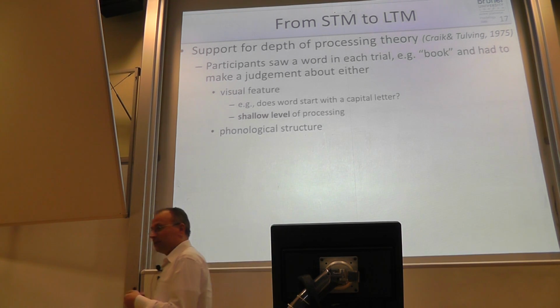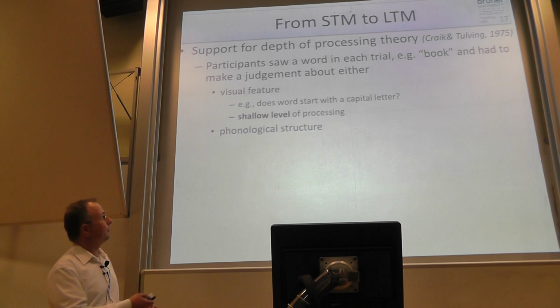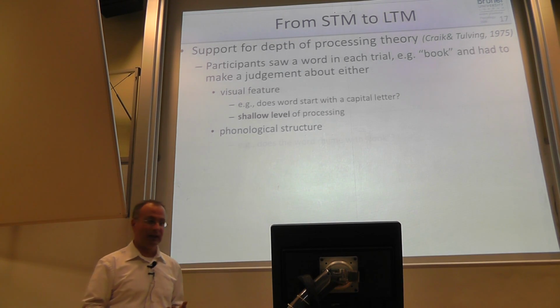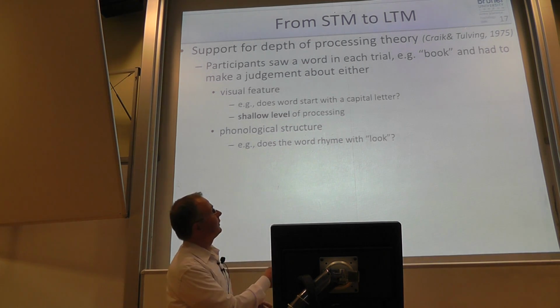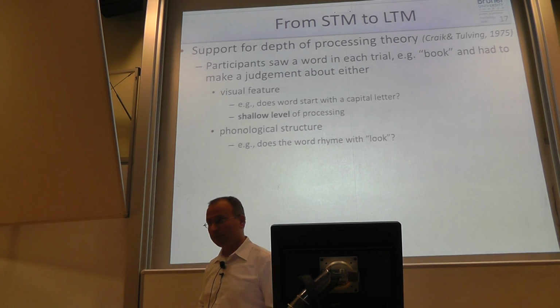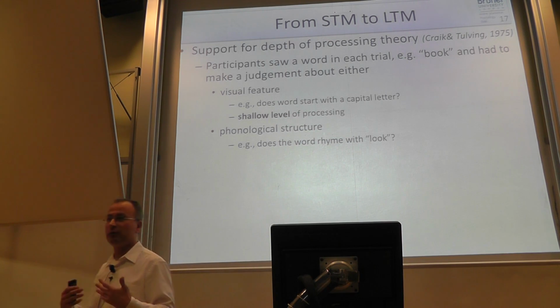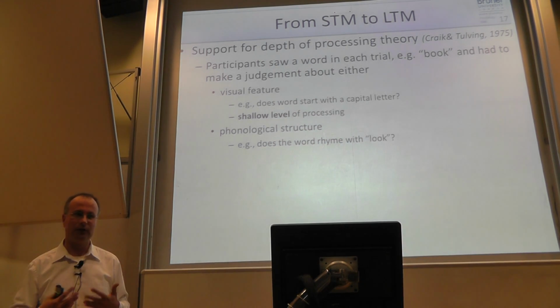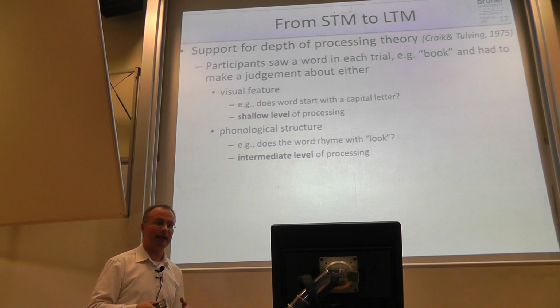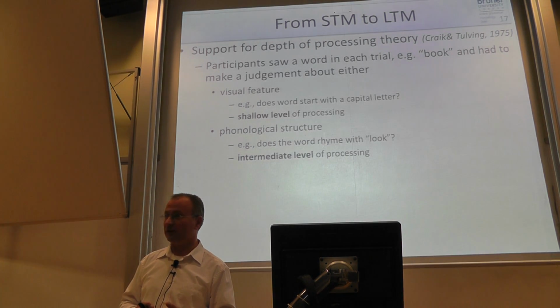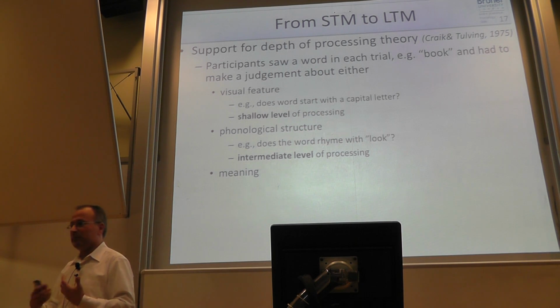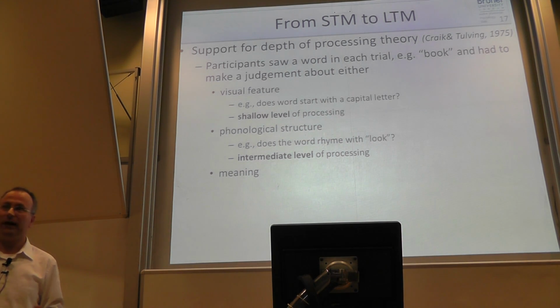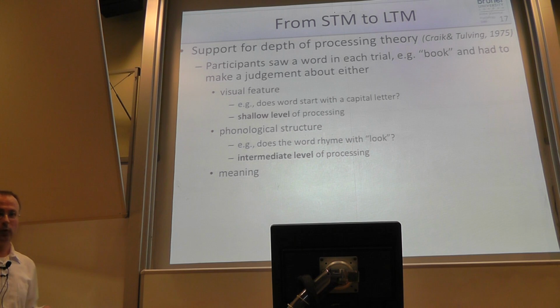Next, they asked about the phonological structure of the word. So for instance, does the word rhyme with look? In the example of book, yes, it does. For that you have to actually read the word and pronounce it in your head. This is like an intermediate level of processing. And finally, they asked a question that made participants work with the semantics.